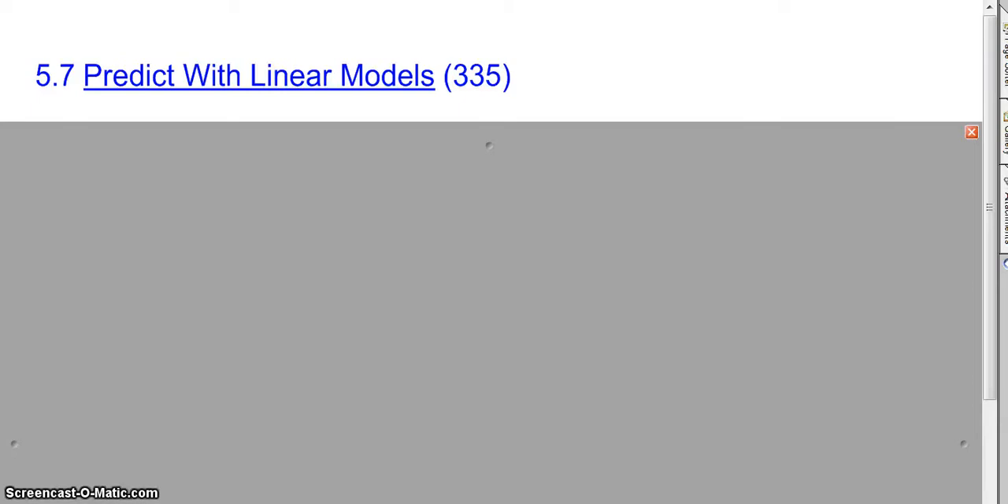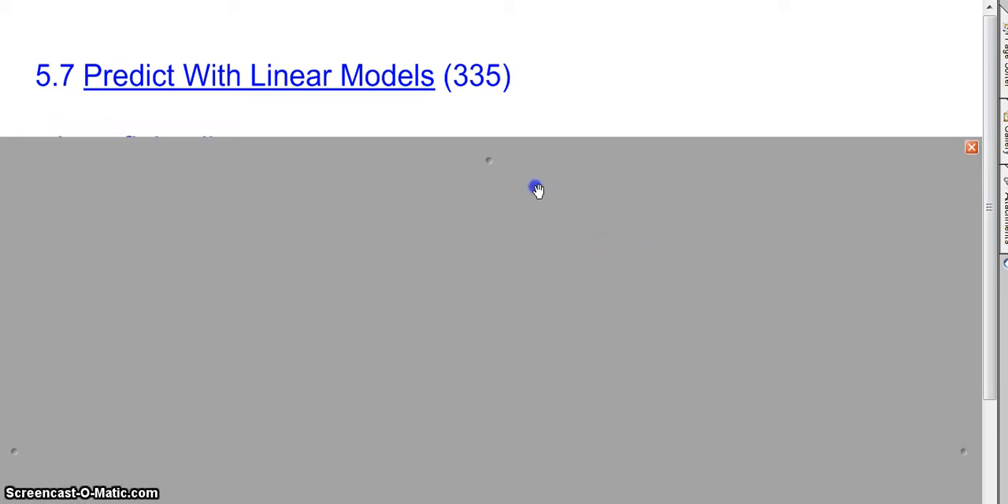Okay, so we're in Algebra Chapter 5, Section 7, the last section for this chapter, and we are going to predict with linear models. So we've spent a lot of time writing equations in this chapter and reinforcing what we know about slope and about y-intercepts. And so now we can use equations to predict things.